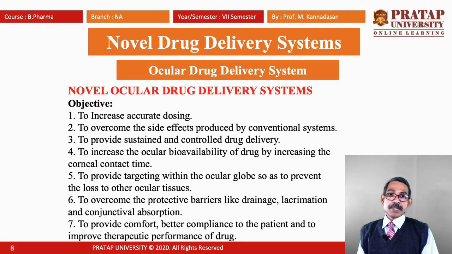So now our ultimate goal is novel drug delivery systems in ophthalmic drug delivery. What are the objectives, the outcomes, what are the possible features in a novel drug delivery system when scientists are developing a product? What are the features to keep in mind? The first point is to increase accurate dosing, very important. The dosing, maintaining the therapeutic range in the delivery of the drug in the ophthalmic cavity. That means to increase accurate dosing, very important.